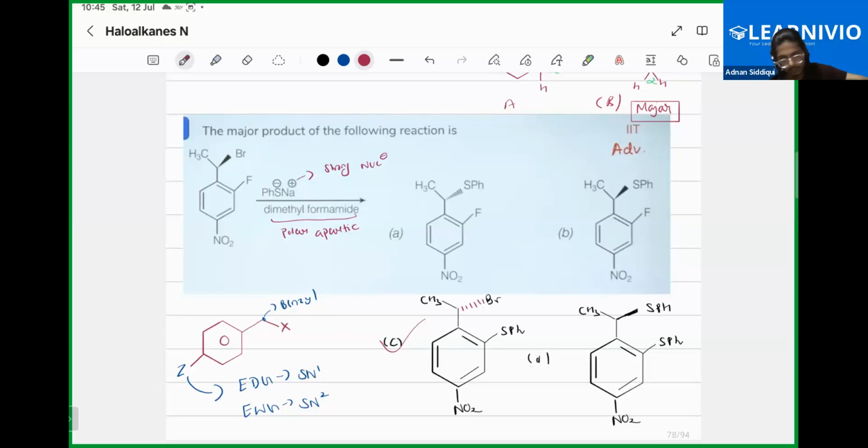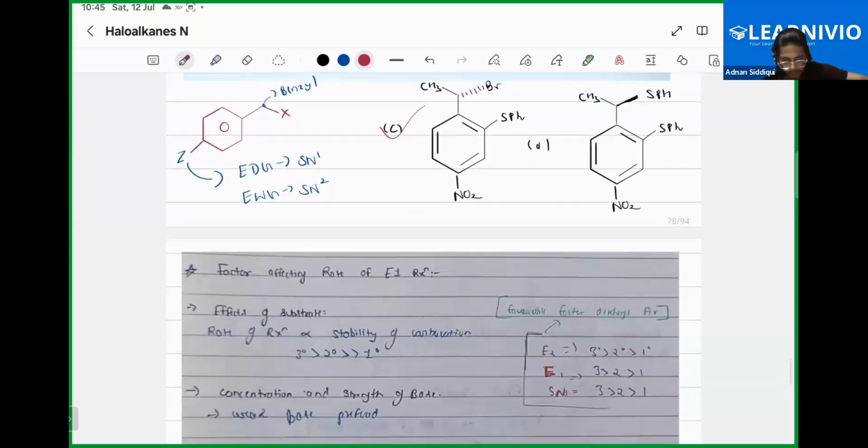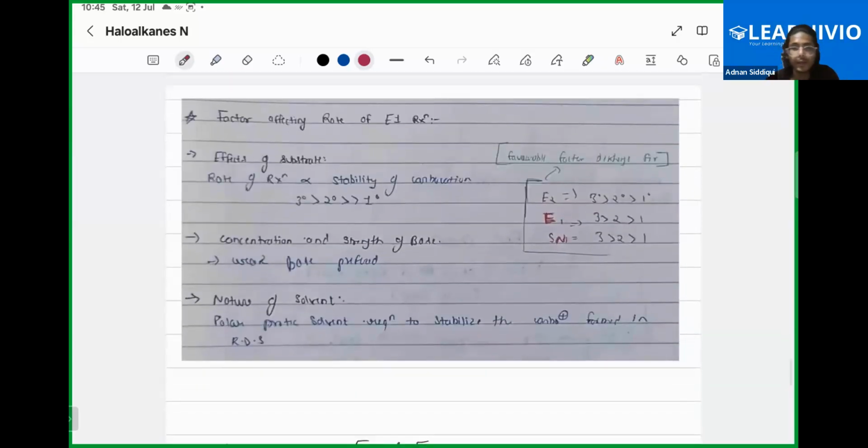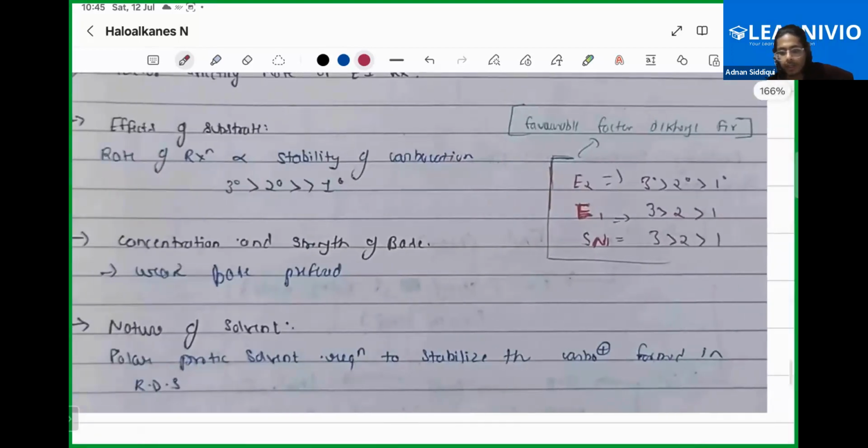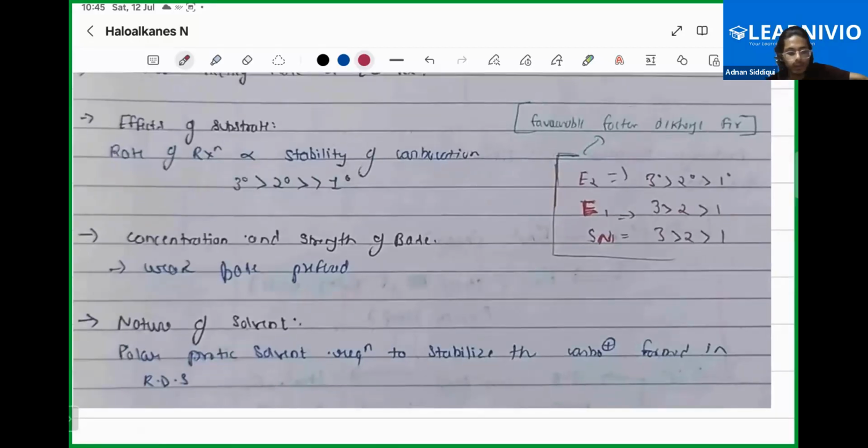Okay, is this question clear? Yes, sir. Now factors affecting E1. It is the same as your SN1. The 3 degree will be the fastest, then 2 degree, then 1 degree, because the rate determining step is the same. In SN1 and E1, both, you are going to observe a carbocation, and 3 degree carbocation is more stable, right? So here is a summarization again. E2: 3 degree, 2 degree, 1 degree. E1: 3 degree, 2 degree, 1 degree. And SN1: 3 degree, 2 degree, 1 degree. Only SN2, you will follow 1 degree, 2 degree, 3 degree.